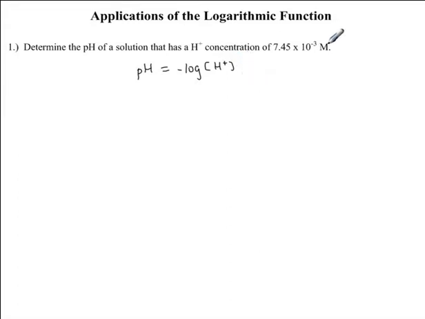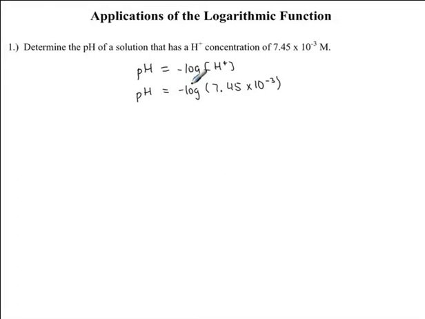So now our question tells us that the hydronium ion concentration is 7.45 times 10 to the exponent -3. So we can substitute this number in for our concentration. Our second line will be that the pH is equal to the negative logarithm of 7.45 times 10 to the exponent -3.